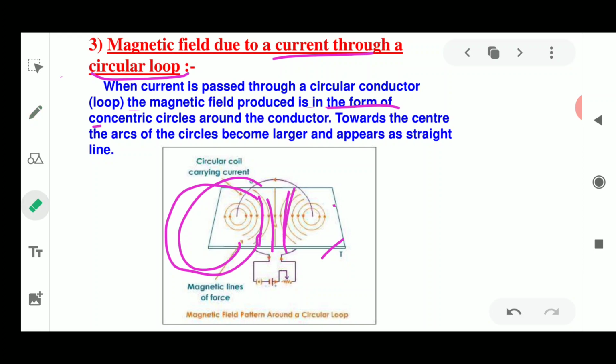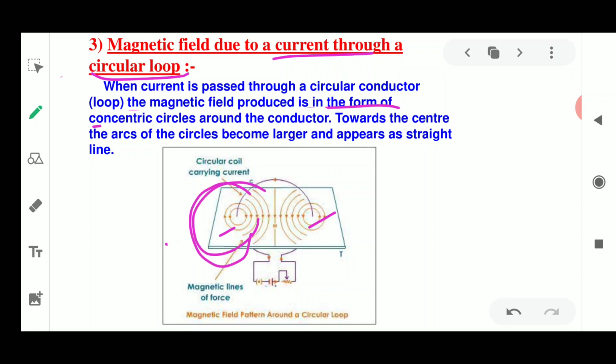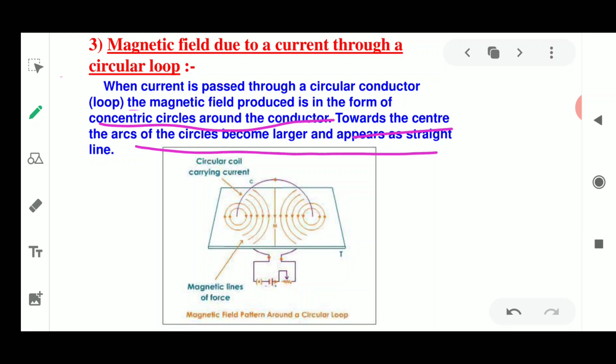Okay, because from this side also the current is flowing, magnetic field is generated, and from this side also magnetic field is generated. So the circle becomes larger in its shape. The larger circles will not be accommodated on such a small cardboard. So what will happen? It is going to form a straight line pattern. So in the center, please remember, in a current carrying conductor, concentric circles are formed around the conductor, and towards the center it is going to form straight lines parallel to each other.